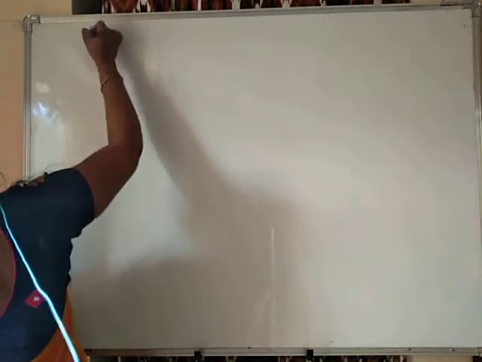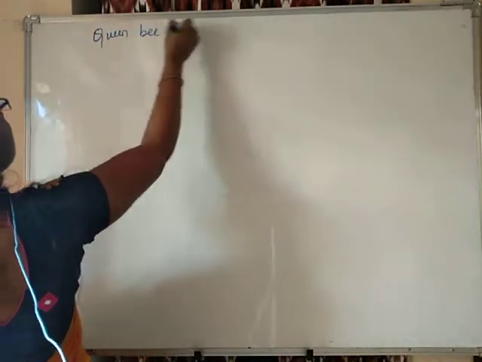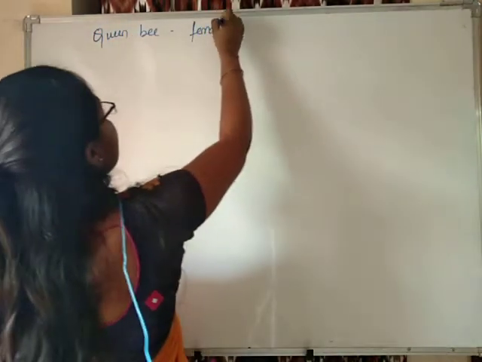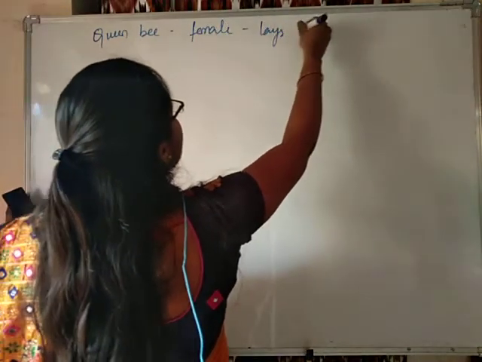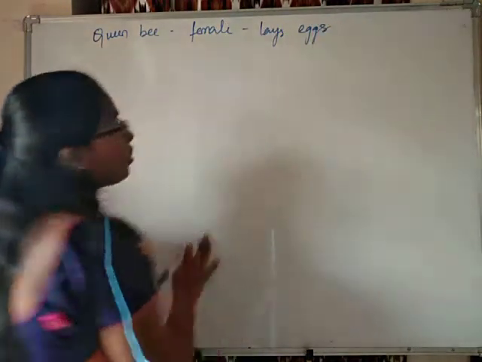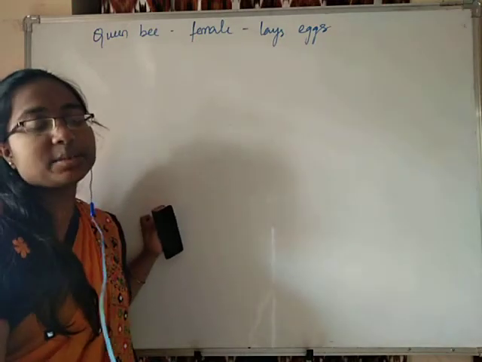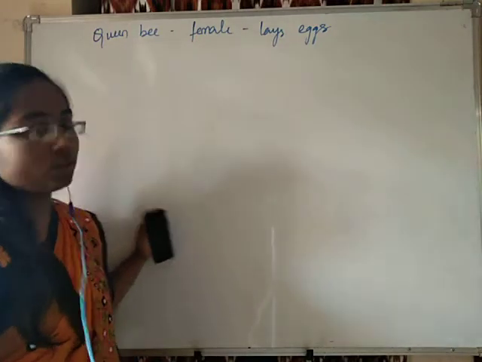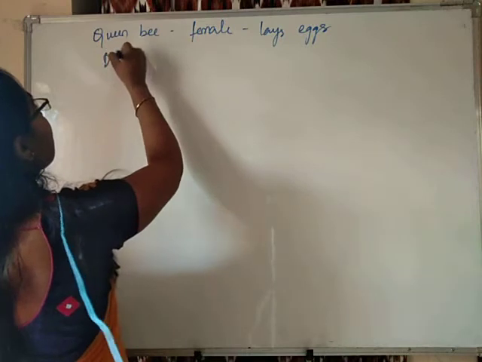So this queen bee is the one which lays the eggs. Queen bee is a female which lays the eggs. Okay. So when these eggs are fertilized by the drones, the males are drones, right?